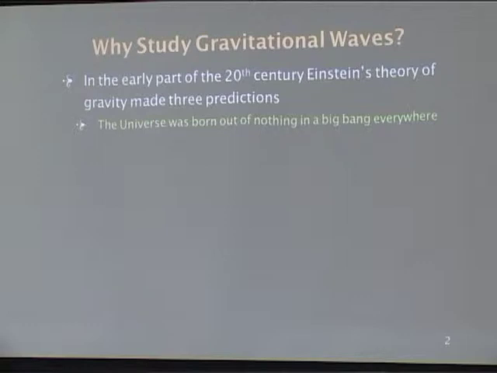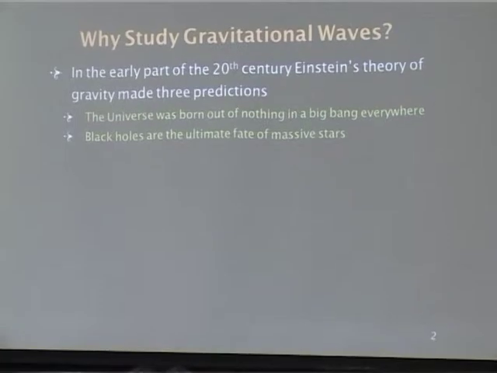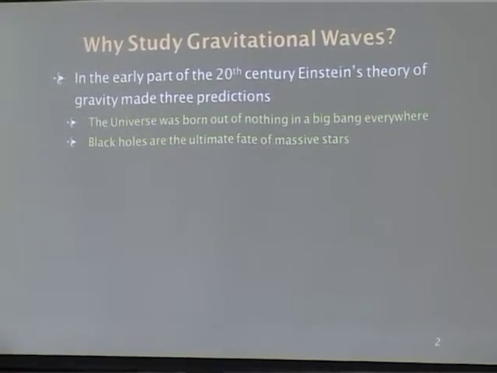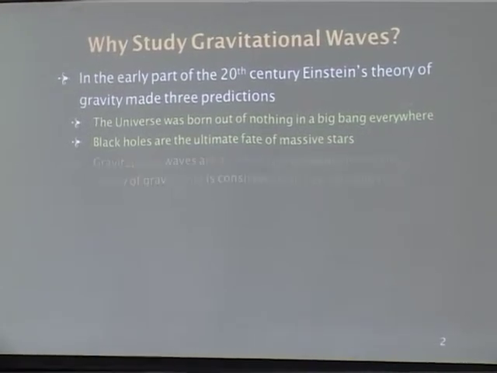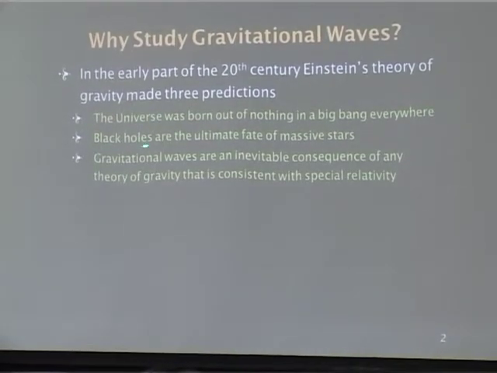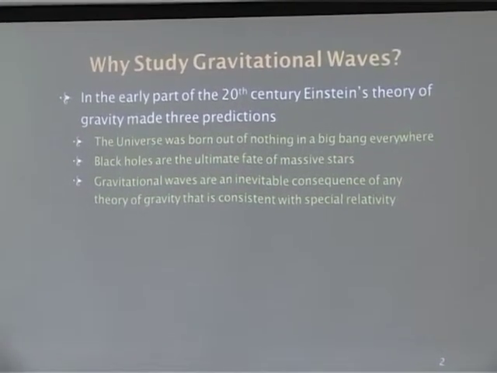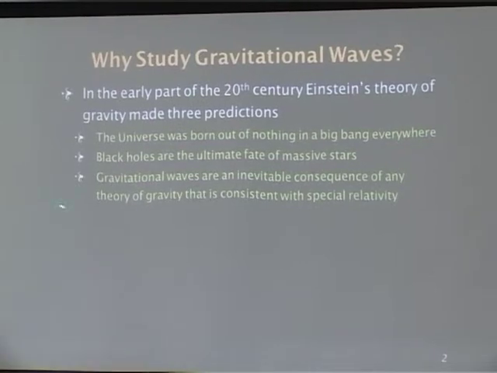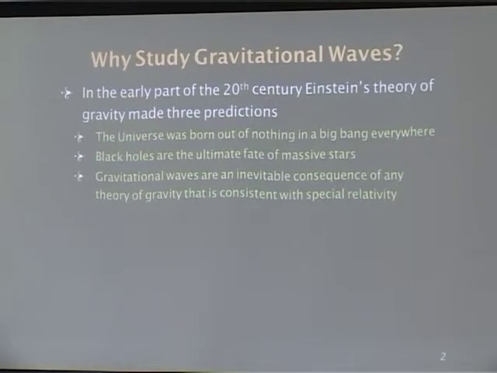But nevertheless, that's one of the predictions. The second is that black holes are the ultimate fate of massive stars in gravitational collapse. You really can't prevent black holes from happening. That's one of the predictions. And finally, that in addition to these solutions like black holes, you also have wave-like, that is non-stationary, solutions called gravitational waves, and they are an inevitable consequence of any theory of gravity that is consistent with special theory of relativity, as I will tell you in a minute.